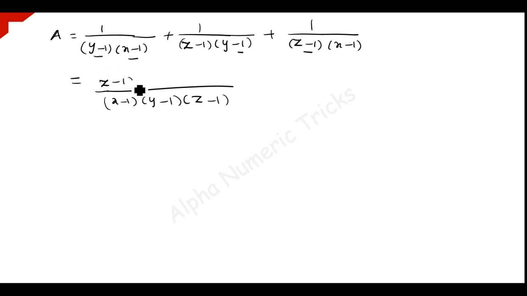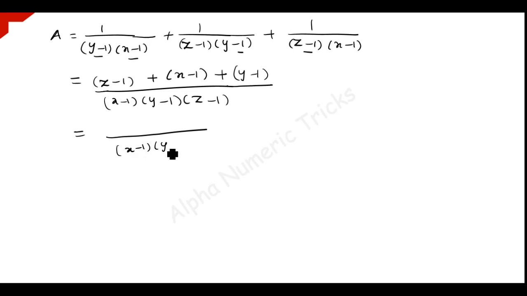So 1 times z minus 1, you have to write it, plus compare these two terms: x minus 1 is missing, so you put x minus 1, plus compare these two here: y minus 1 is missing. So 1 times y minus 1 is y minus 1. Now this is equal to 1 over x minus 1 times y minus 1 times z minus 1, the denominator.